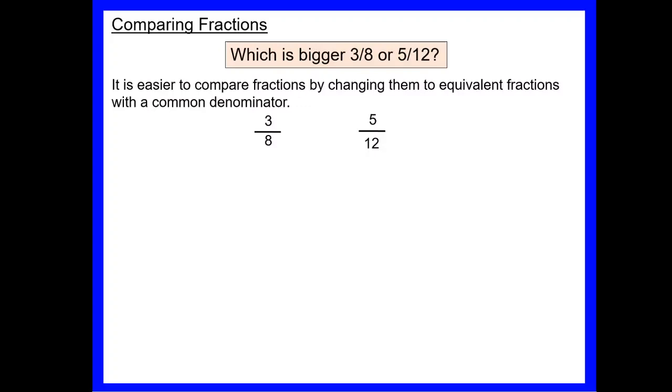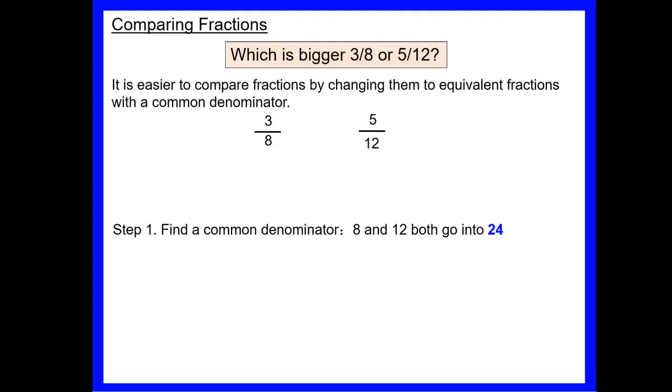So by making them equivalent fractions with a common denominator, where the denominator is the same value for both, we'll be able to compare them. So our first step is to look at our 8 and our 12. We need to find the common denominator. So step 1, find the common denominator. 8 and 12 both go into 24.